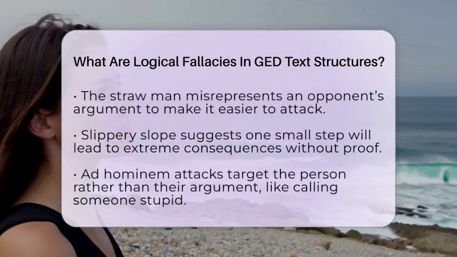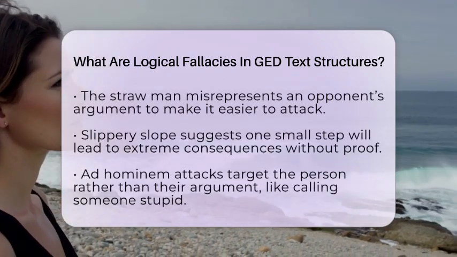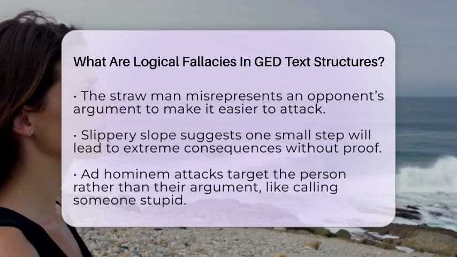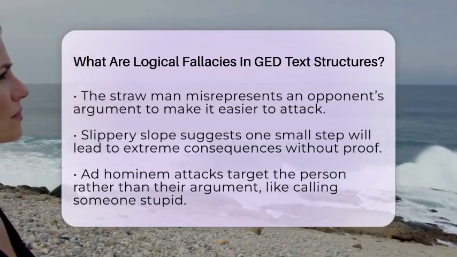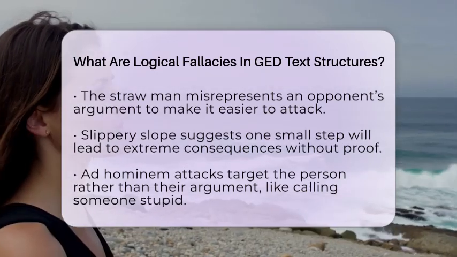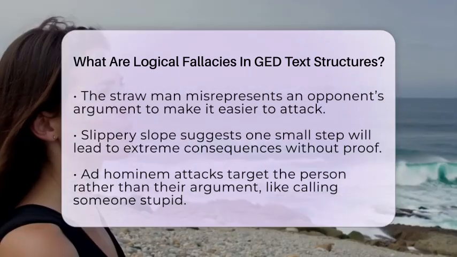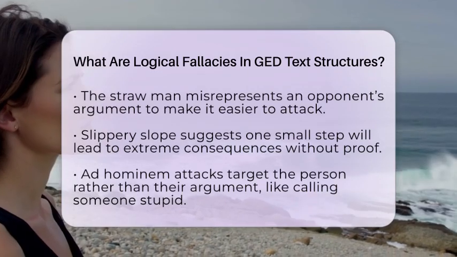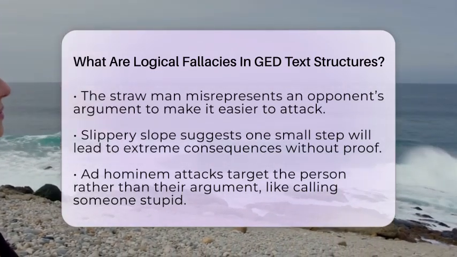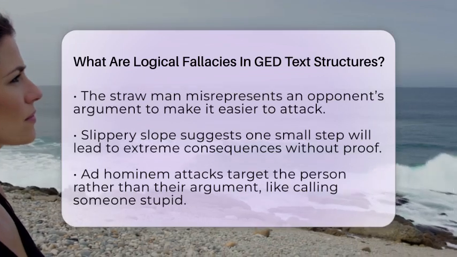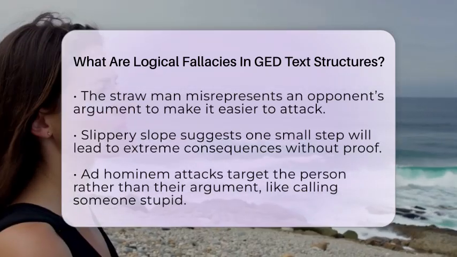The bandwagon fallacy claims something is true because many people believe it. For example, "Everyone thinks this product is the best, so it must be." The straw man occurs when someone misrepresents an opponent's argument to make it easier to attack. Slippery slope suggests that one small step will lead to extreme results without proof. And ad hominem attacks target the person instead of their argument, like saying, "You're wrong because you're stupid."